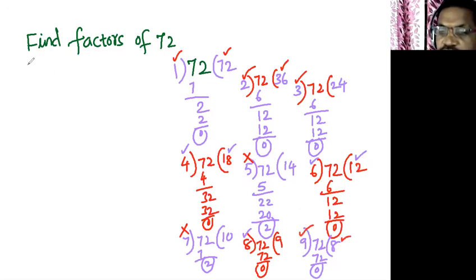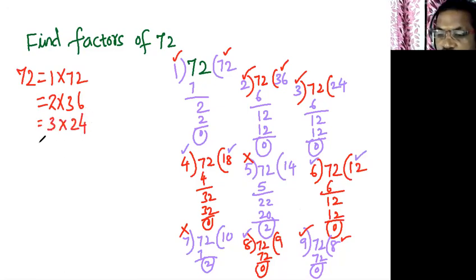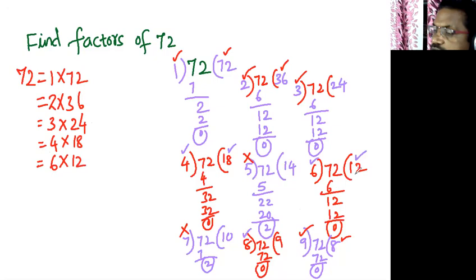Now let us write here which are factors and which are not. 72 is equal to, we can write 1 into 72, then 2 into 36. If you divide 72 by 2, we get 36, and 3 into 24, 4 into 18. 5 does not divide, don't write. Take 6, 6 into 12, and don't take 7 because it is not a factor. We take 8, 8 into 9, 9 into 8.